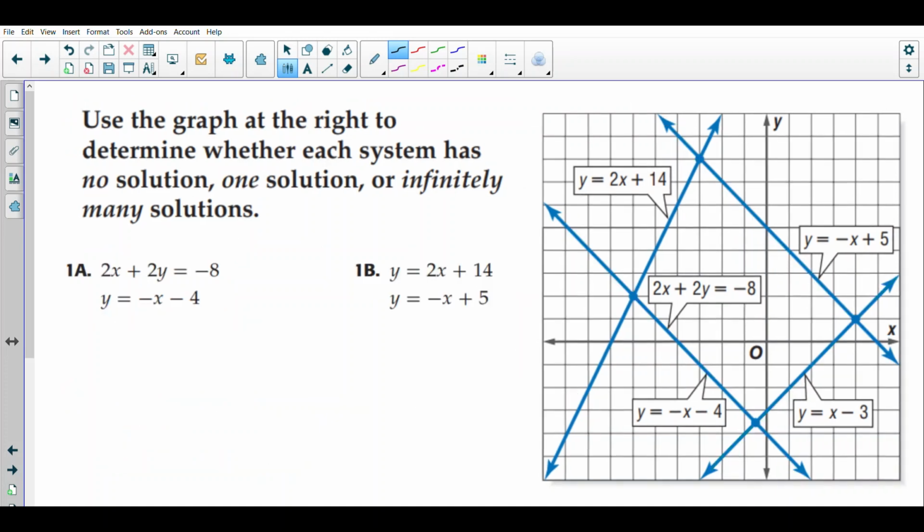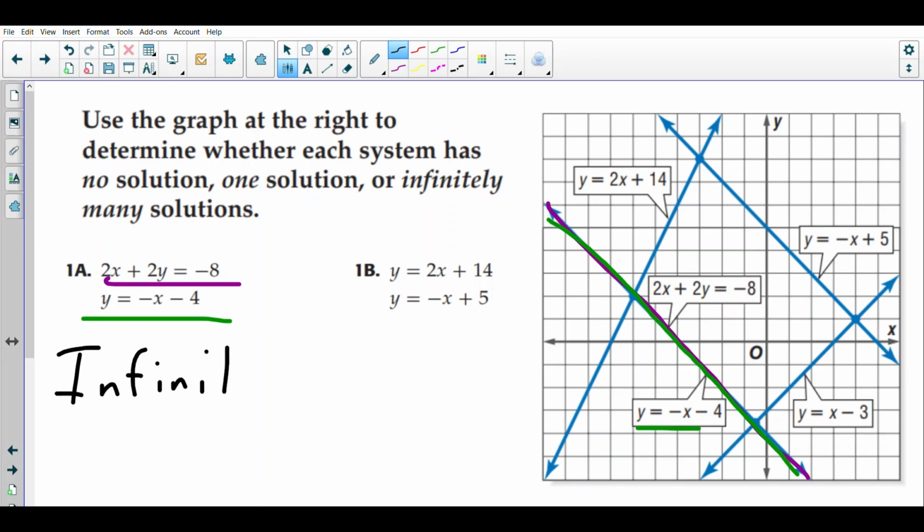All right, let's do a couple more. I'm going to do the same thing with colors. Not black, that's our answer color. I'm going to change my color. There we go. So 2x plus 2y equals negative 8. Once again, we already found that one right there. Then I'm looking for y equals negative x minus 4. We see there's a bubble right here pointing to the exact same line. So they coincide and they're literally on top of each other. That means there are infinite solutions.